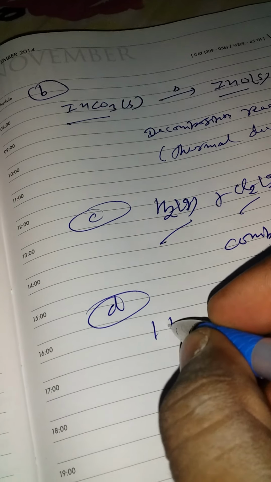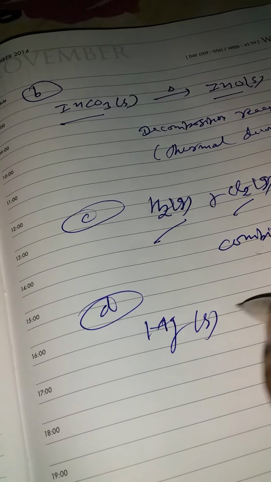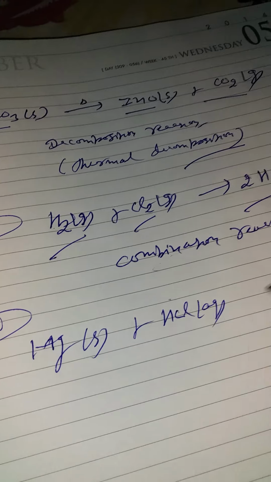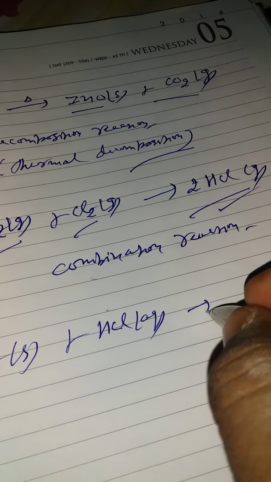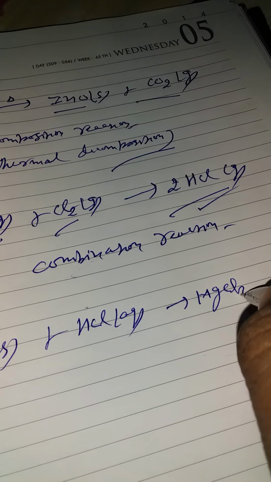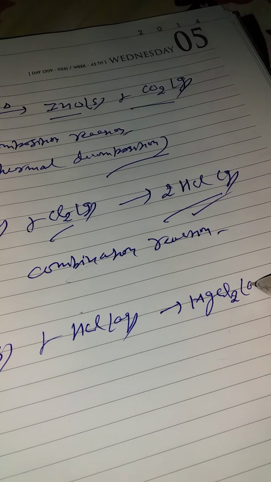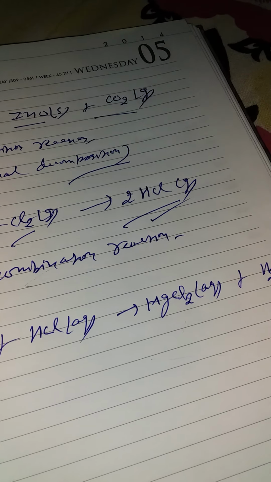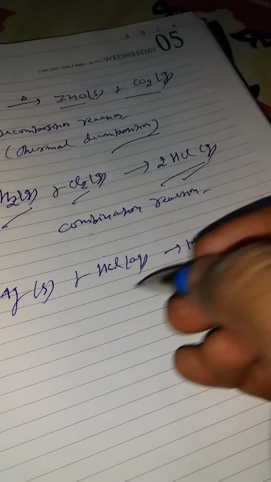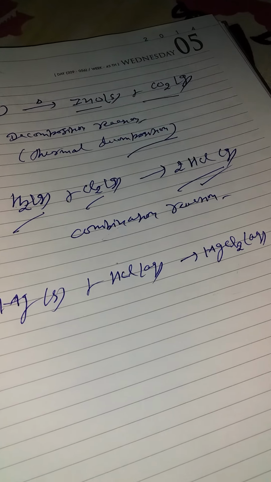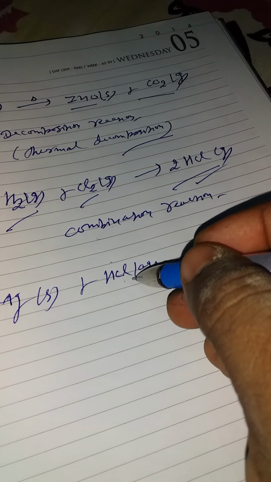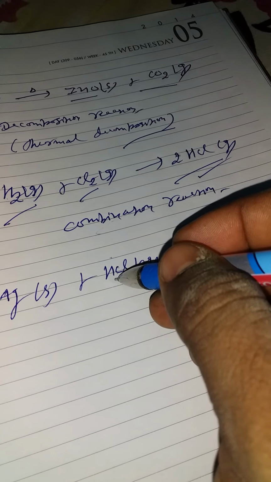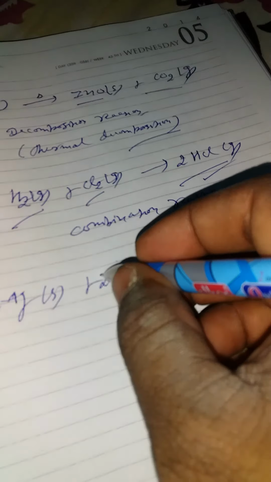D, magnesium in the form of solid reacts with hydrochloric acid HCl in the form of aqueous to form magnesium chloride aqueous, as well as evolution of hydrogen gas. So here we have to balance, because the number of chlorine atoms is 1 while on the product side it is 2, and hydrogen is also 2 while on the reactant side it is 1, so we write 2 HCl.